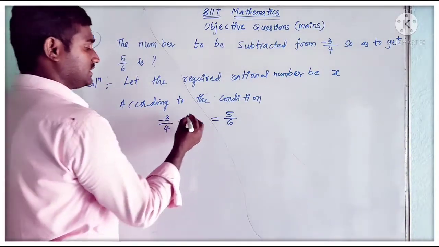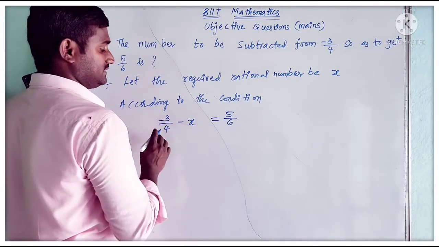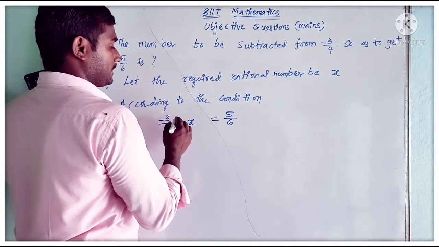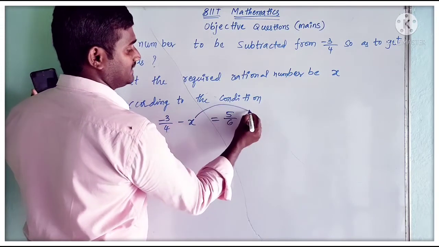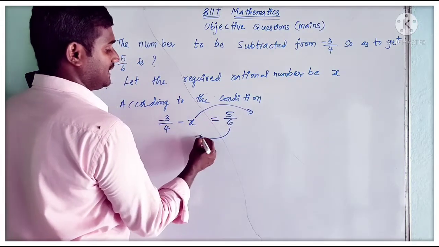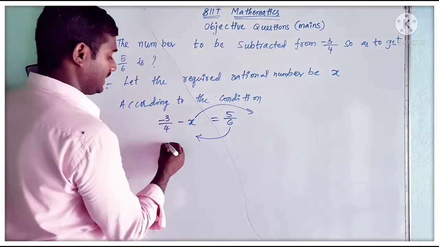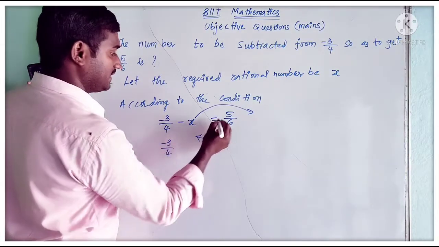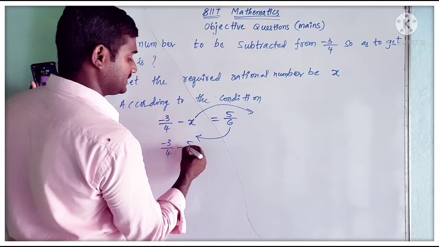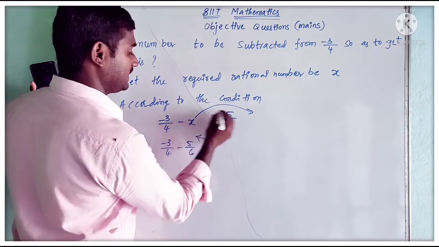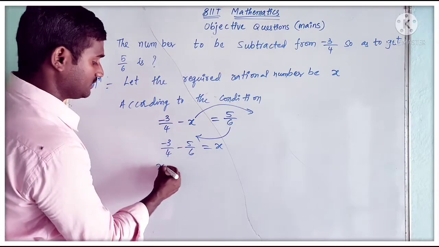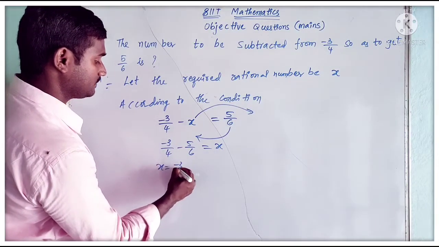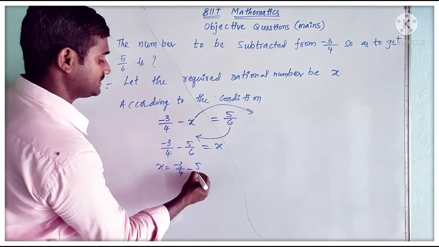So I am transposing now, I want to find the x value. Here I am transposing this minus x to the right side and 5 by 6 to the left side. So minus 3 by 4 and 5 by 6 becomes minus 5 by 6, and minus x becomes plus x. So x is equal to minus 3 by 4 minus 5 by 6.